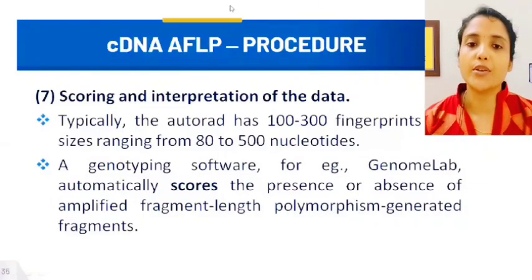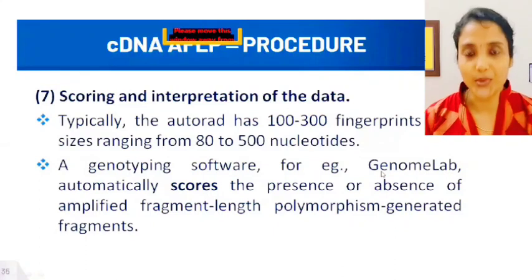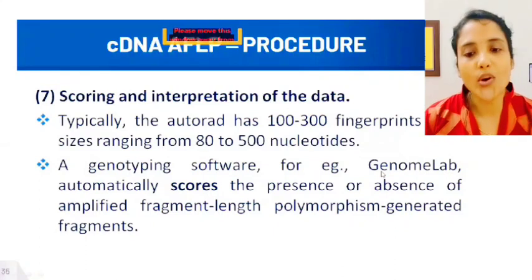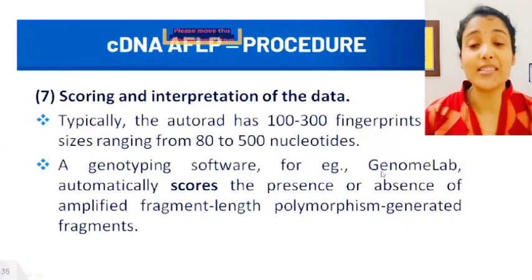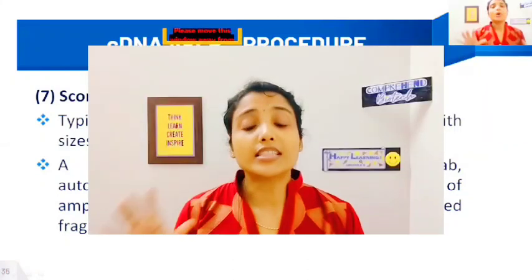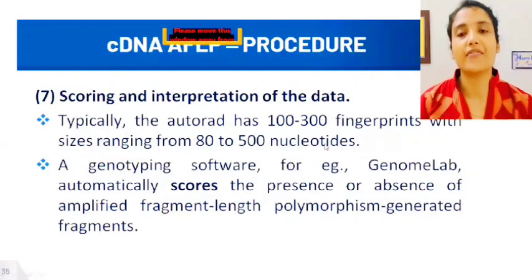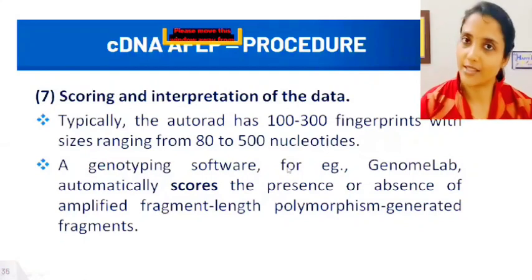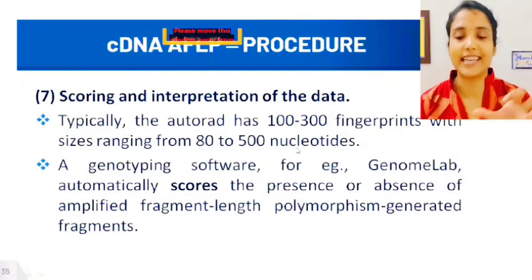So the next step, after you carry out the gel electrophoresis, what do we do with that? The next step is scoring and interpretation of data. You need to do something with the data, right? So how are you going to analyze it? Typically the autorad has 100 to 300 fingerprints with sizes ranging from 80 to 500 nucleotides. So that is the size range, okay?